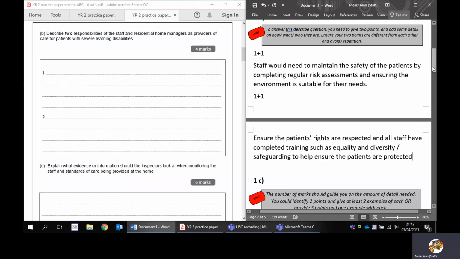So we've given our two reasons. Again, point and then explanation.